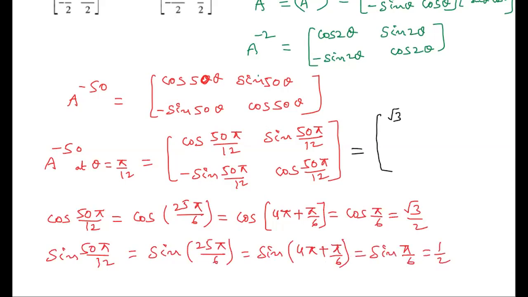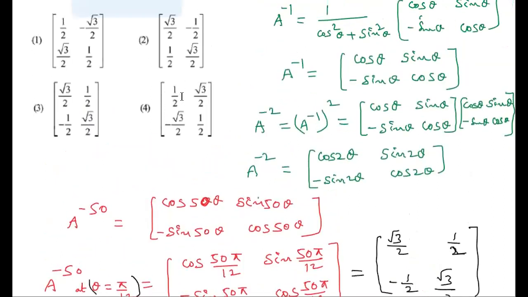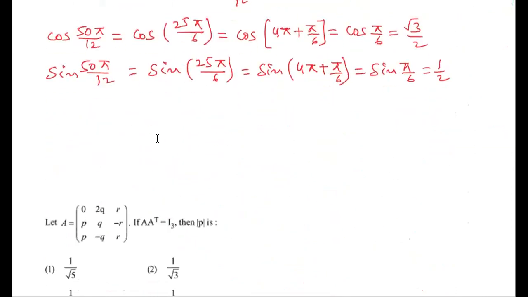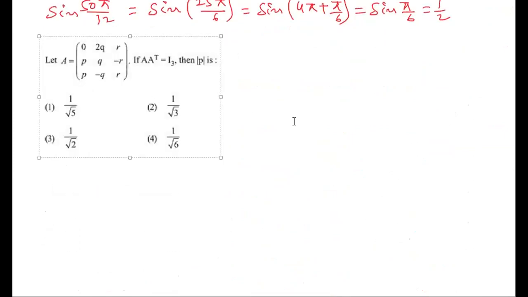This is root 3 by 2, this is 1 by 2, here minus 1 by 2, here root 3 by 2. So A power minus 50 value at theta is equal to pi by 12 is the answer: root 3 by 2, 1 by 2, minus 1 by 2, root 3 by 2. So which option is correct? Third option is correct. Okay, this is also an easy question. Now go to the next question.